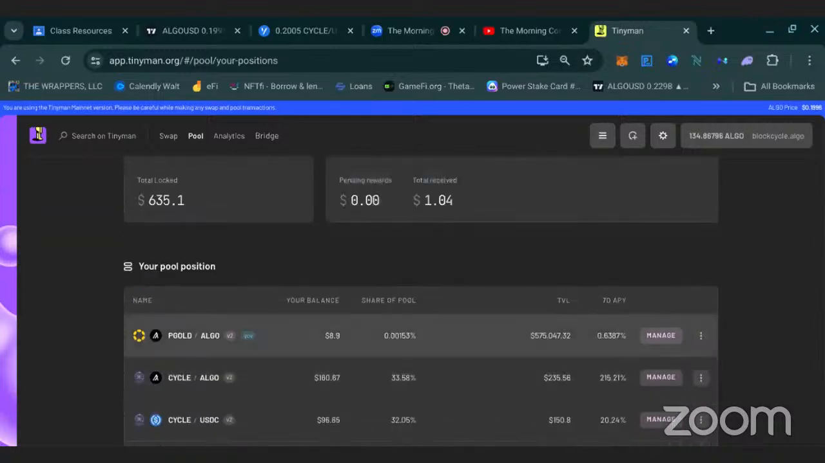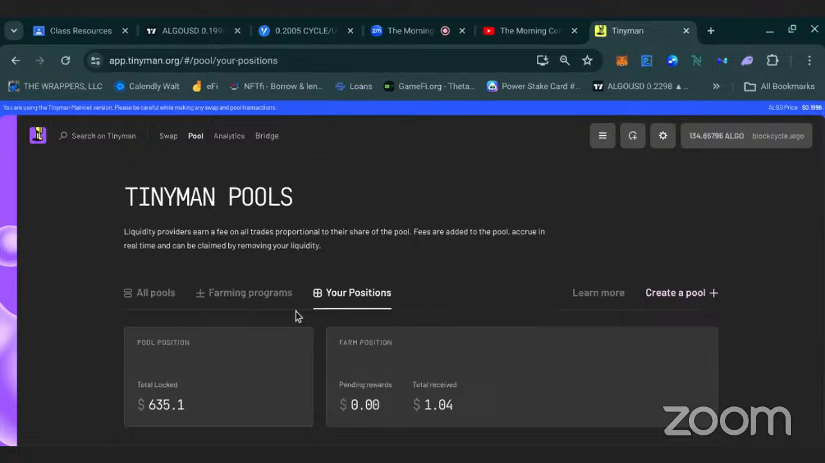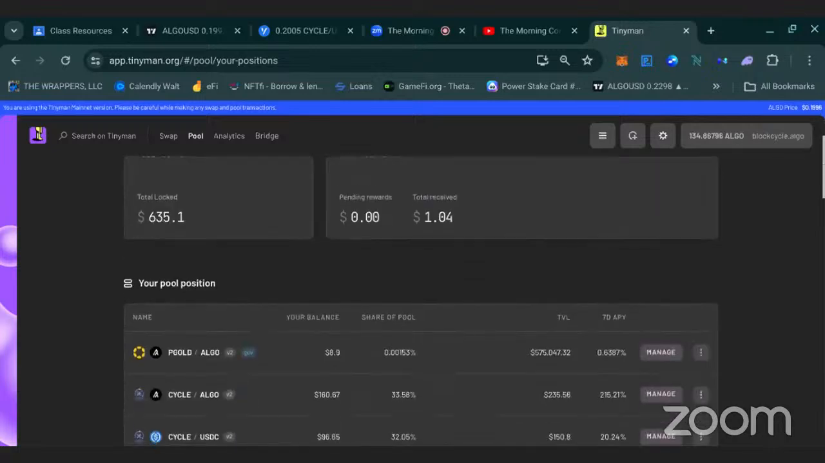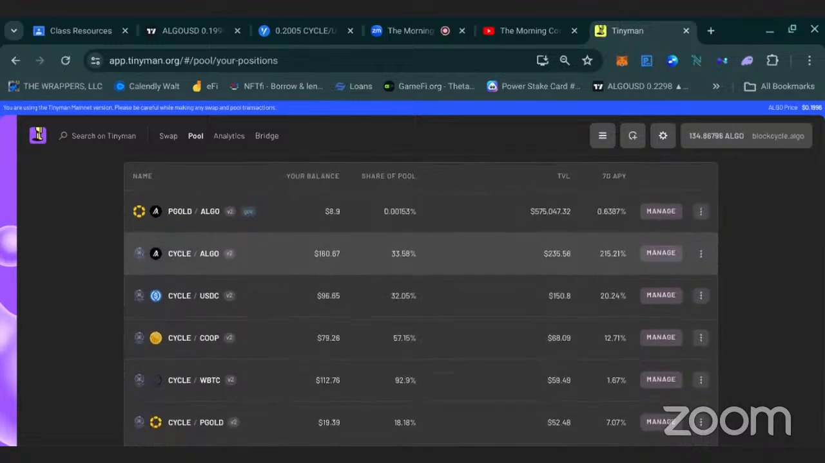But these are all of the different pairs with Cycle. So once you start getting your Cycle, I want you to get the pairs. I will be setting up a farm soon. I'm just waiting on Flipping Algos to get back to me to decide if we're going to use CoMeta or if we're going to just go ahead and start building the actual farm on the BlockCycle app.